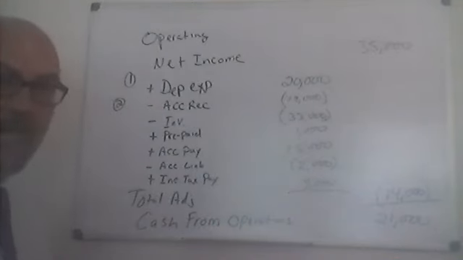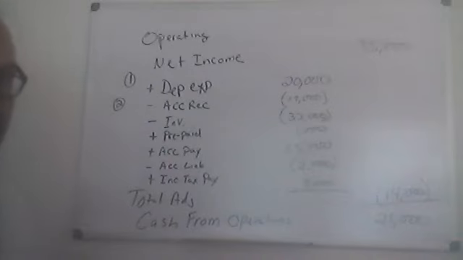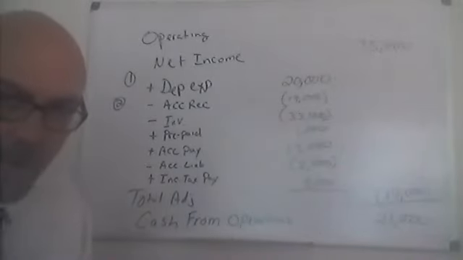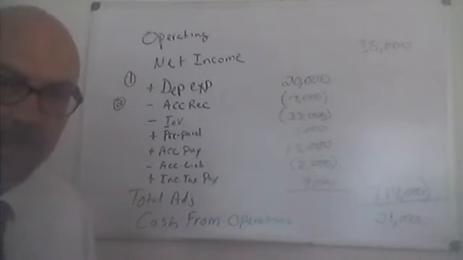So that is just the top section of the statement of cash flows, okay? We're going to go through and do the operating section. Underneath that will be an investing section. Underneath that will be a financing section. We'll get through those 2 sections the next time.